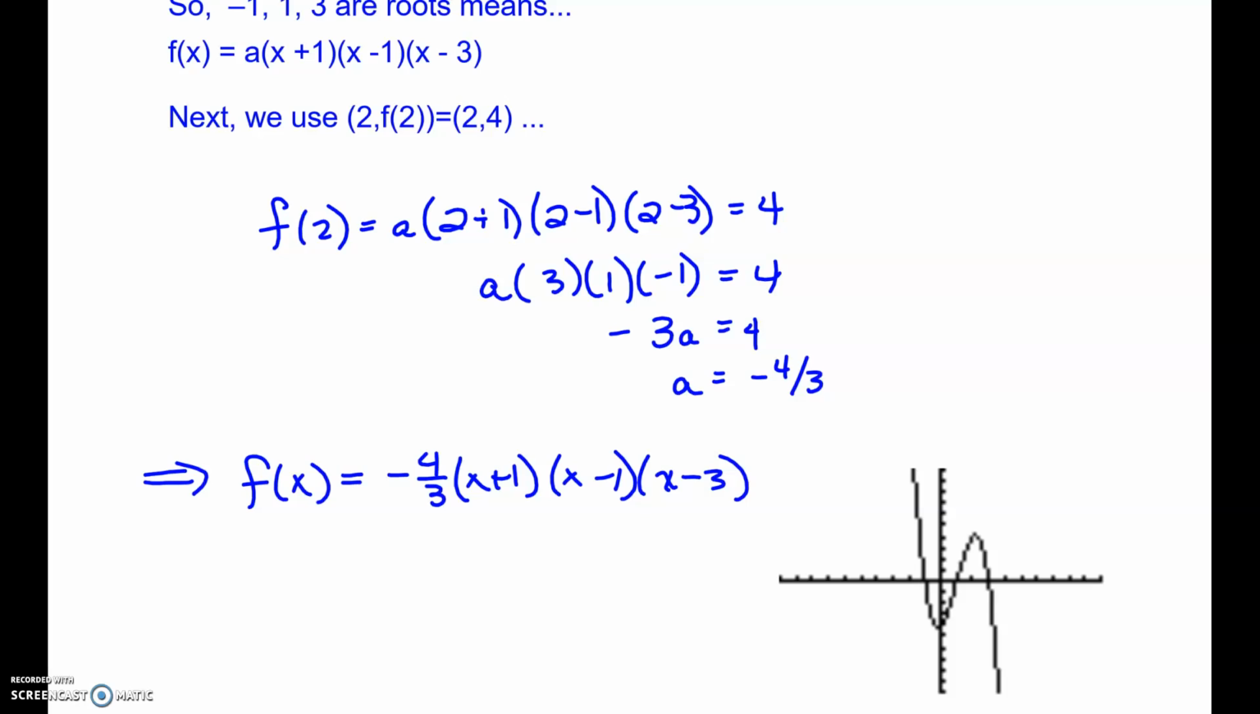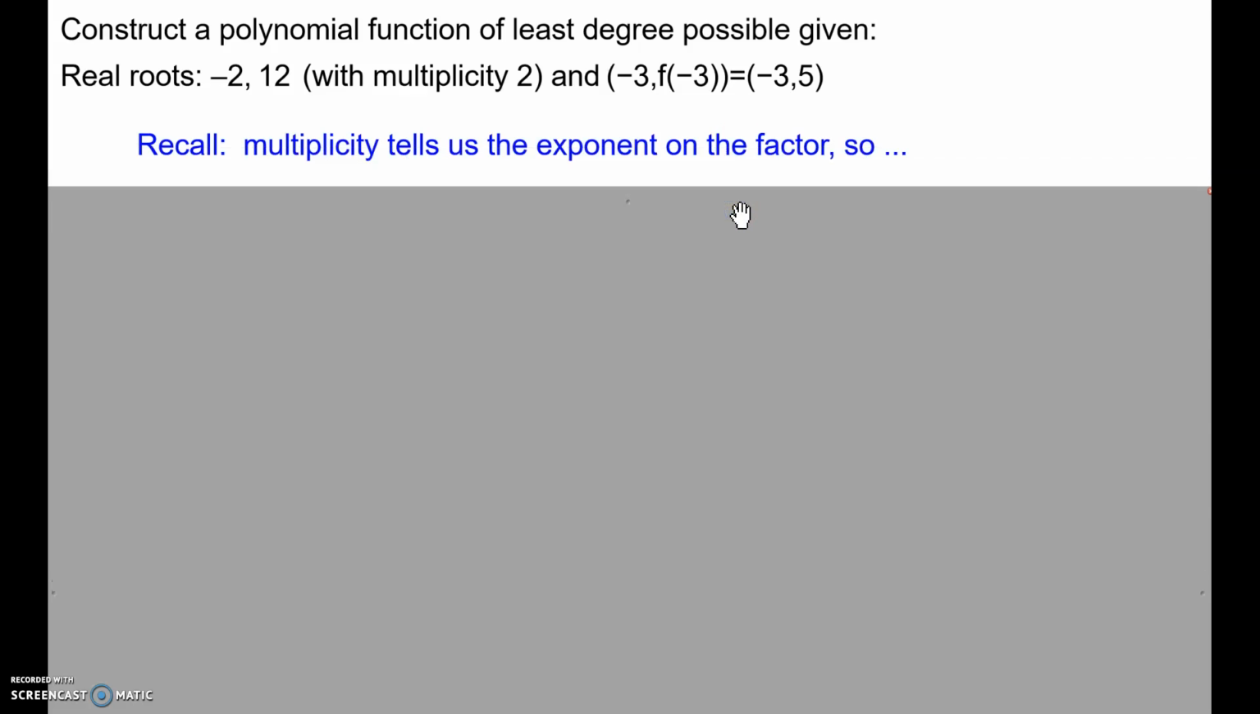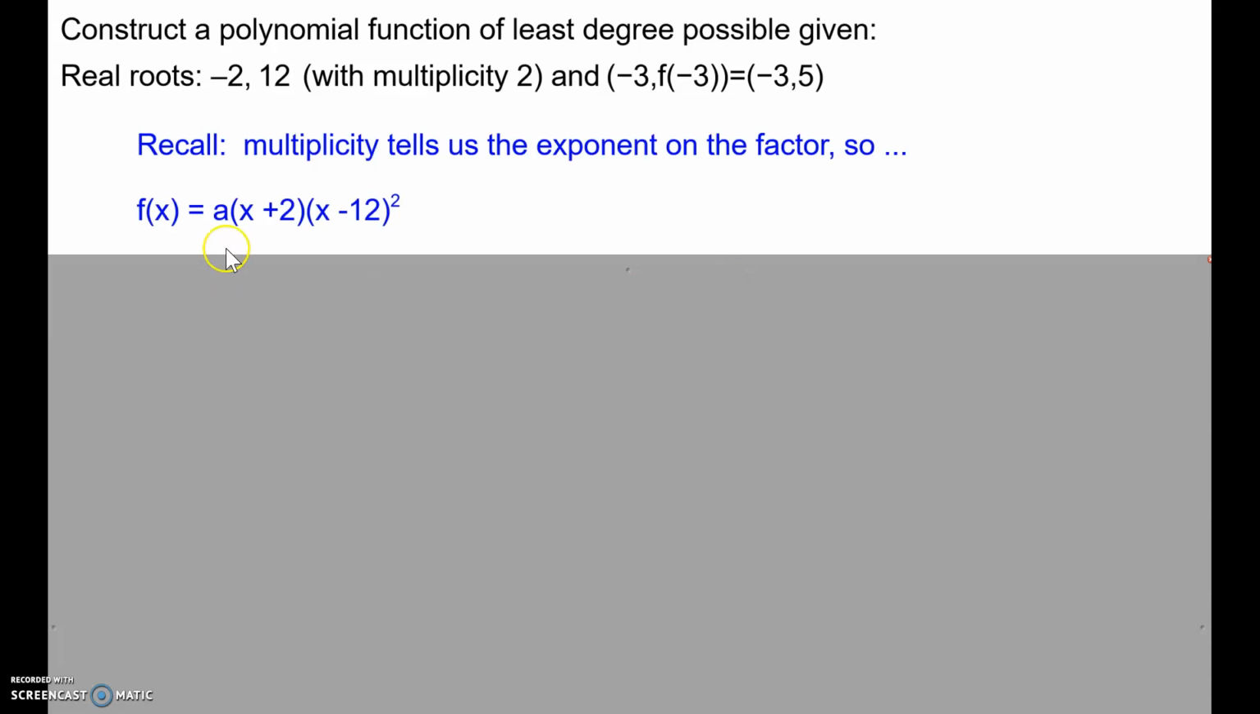So let's go ahead and look at another one, because another thing that can come in is that thing called multiplicity. So in this problem, we have real roots -2 and 12, but we're told that the 12 has a multiplicity of 2. We're also given another point on the graph to help us find that a. So multiplicity is telling me how many times we are using that as a factor. It's the exponent. So in this problem, I'm going to have my a times my x plus 2, again, because it's x minus a minus 2, and then the x minus 12, but this one gets an exponent of 2.